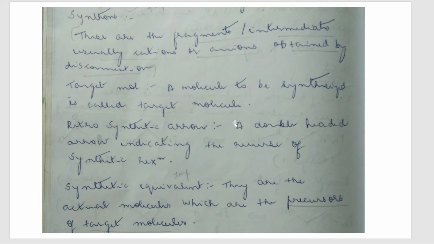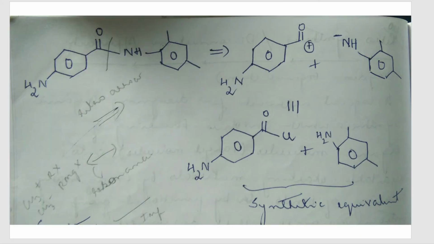Then there is a retrosynthetic arrow, which I already showed you. It's a double headed arrow indicating the reverse of synthetic reaction. And synthetic equivalents, these are actual molecules which are precursors of the target molecule. Let's take an example and understand these definitions.